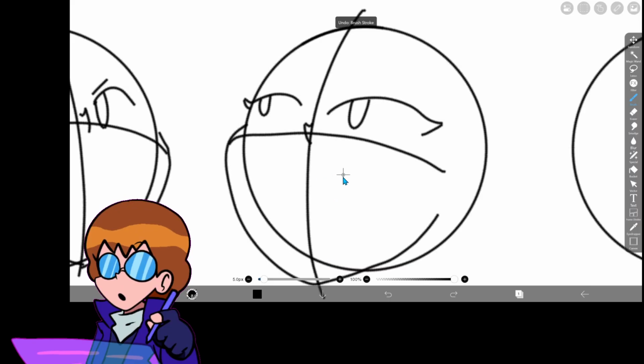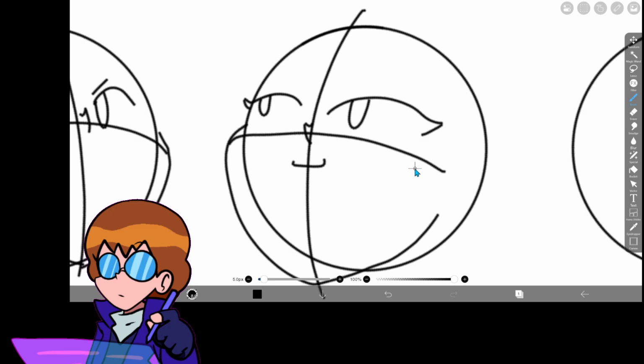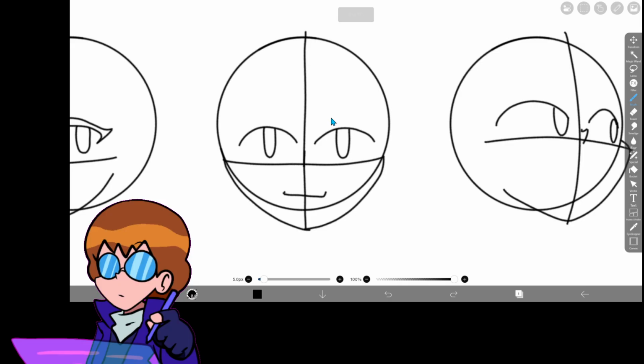And the positioning of the mouth will change what the expression reads. Like if you do this, this is kind of cheeky. This is normal. This is just weird. But yeah. Head-on perspective is always really hard, but for the face it makes it easier because it's symmetrical.